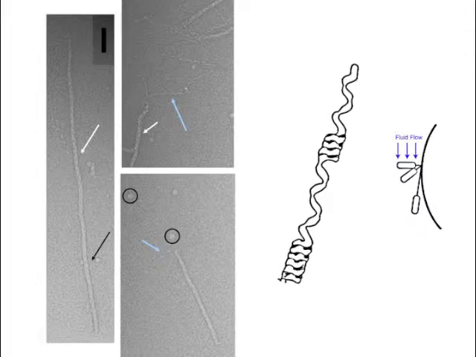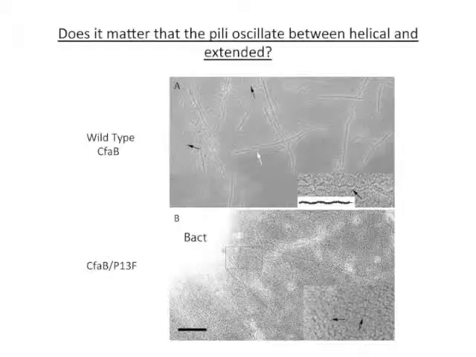We showed that the helical filament at the black arrow can also unwind, shown by the blue arrow, under fluid flow, so that allows the bacteria to distribute the force more evenly and not get washed away. So it's a good strategy that the bacterium uses.